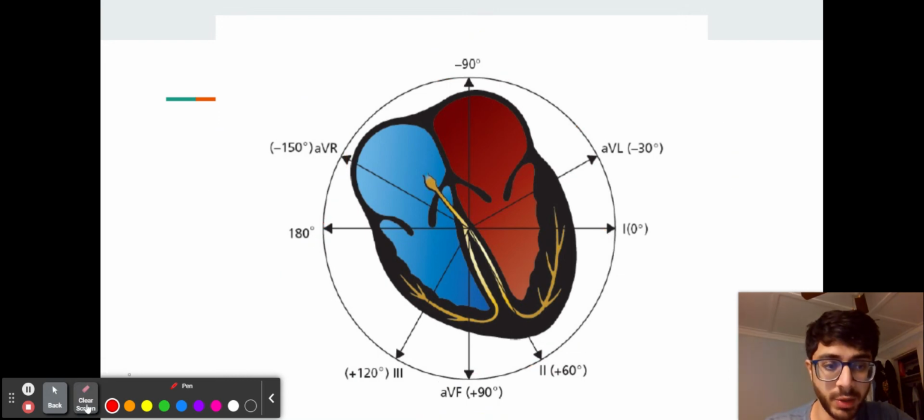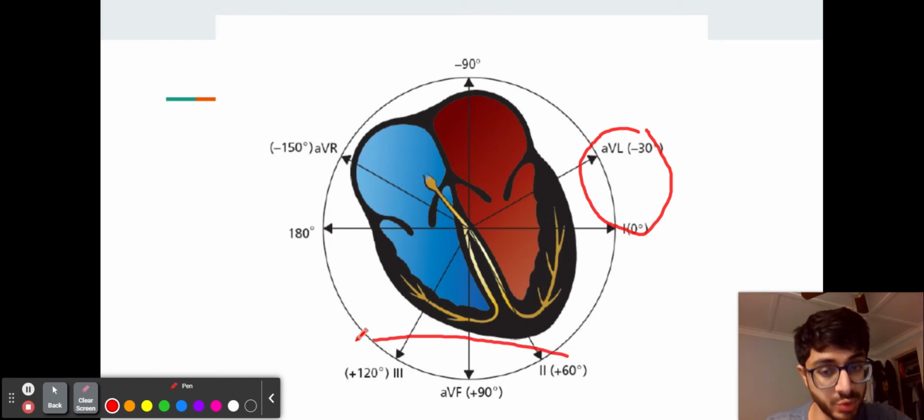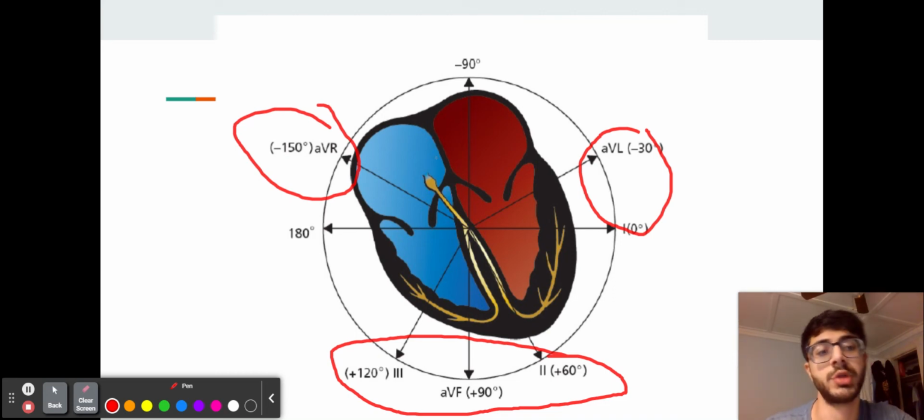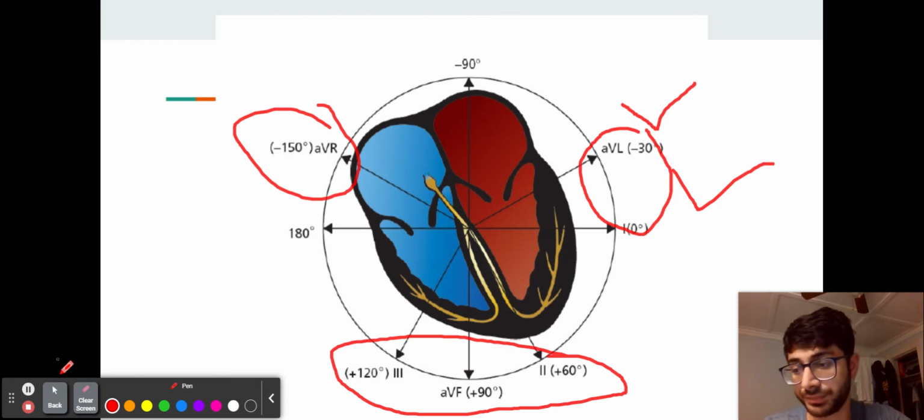Now, if you think about it, you've been doing this all along. If you've studied for Step 1, Step 2, you know that lateral wall infarcts are 1 and AVL. You've known to look at that. If you look at inferior wall infarcts, you've been saying 2, 3, AVF. You're looking at the bottom of the heart, and no one really gives a crap about AVR, but AVR is over there. So you've already been doing this, but you didn't know that you were doing it. This puts it into perspective for you: lateral wall 1 and AVL, inferior wall 2, 3, AVF, and then no one gives a crap about AVR.